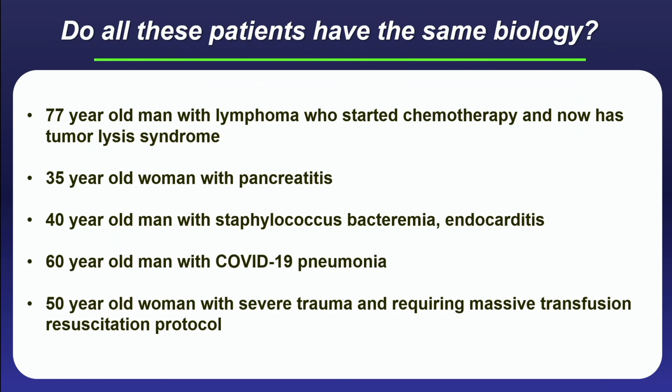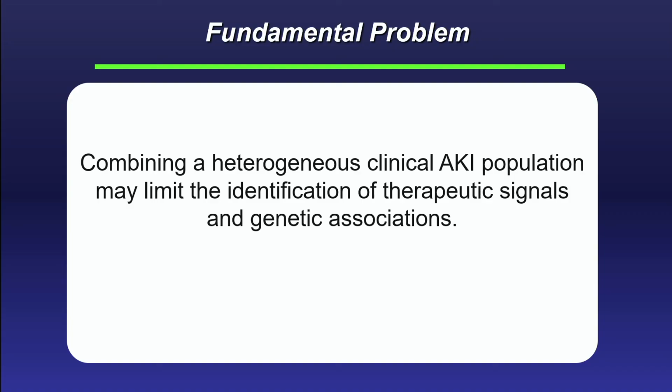The last time I was working in the ICU, this is the set of patients we took care of who had acute kidney injury: an elderly person with tumor lysis syndrome, a young woman with pancreatitis, and another patient with staphylococcus bacteremia and endocarditis. And what we're seeing more commonly is a patient with COVID pneumonia with severe acute kidney injury. This again highlights that there's a very diverse clinical phenotype underlying AKI, but how can we potentially split patients to understand an underlying biology? The fundamental problem is that combining this heterogeneous clinical AKI population may limit the identification of therapeutics.